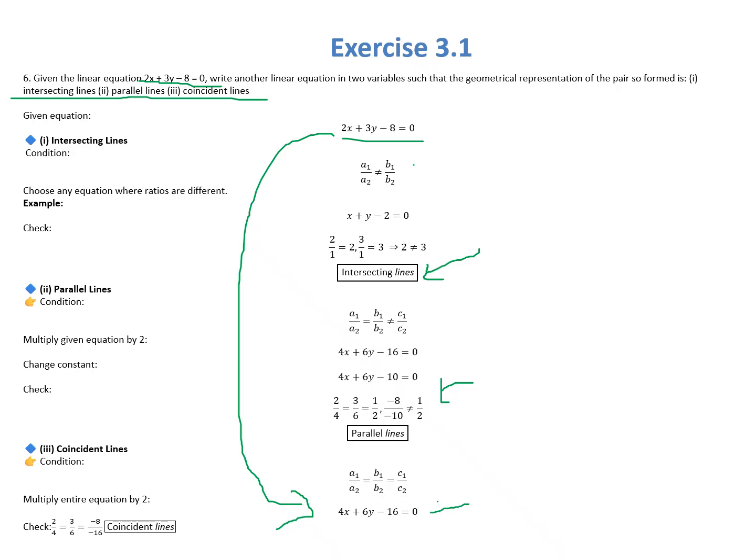Since this is equivalent, when we compare a1 by a2, b1 by b2, and c1 by c2, all these are equal. So this is equivalent to the original equation, and when we solve it, it is going to be coincident lines with infinitely many solutions. This way we can create as many equations as we want using any other number. If we take 3, the equation becomes 6x plus 9y minus 24, which is again an equivalent equation, and definitely it is going to have infinitely many solutions. So we'll move to the next question.